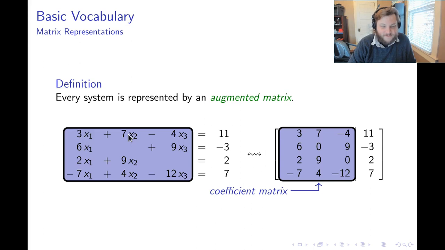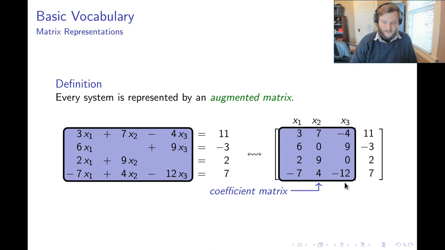The coefficients for x2 are 7, 0, because x2 doesn't appear in the second equation, 9, 4. So the second column of the coefficient matrix here is 7, 0, 9, 4. And then the third column should be 4, 9, 0, negative 12. And that's the third column here, 4, 9, 0, negative 12. So the idea is that we're ripping out all the coefficients from the system and we're placing all of those coefficients in the appropriate positions of this new matrix.